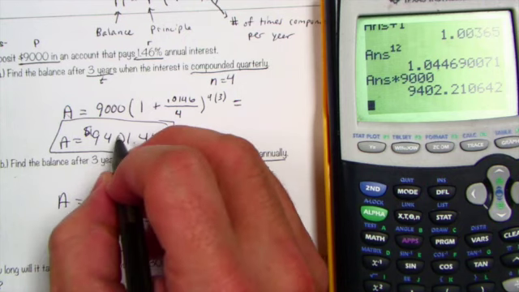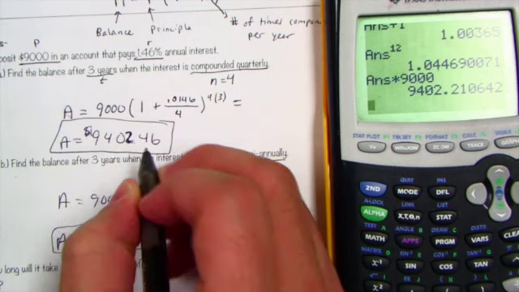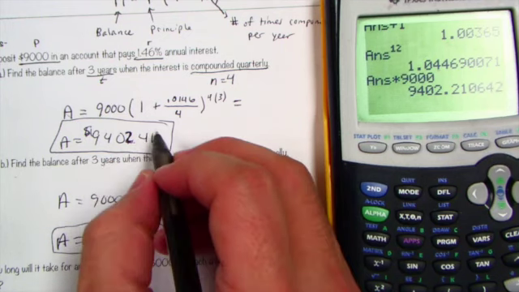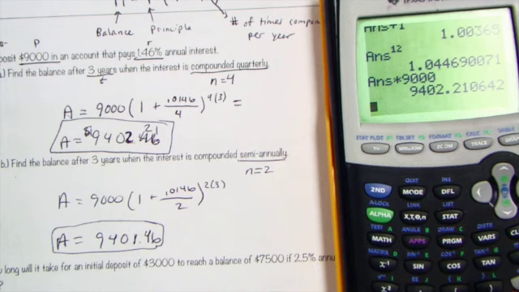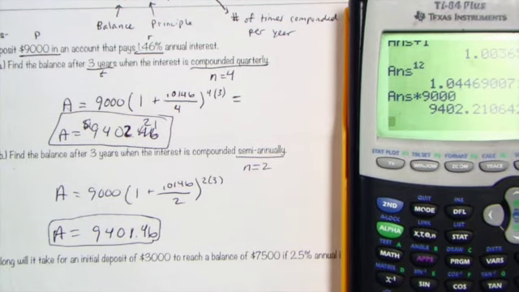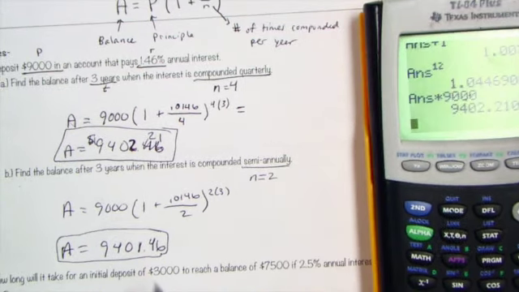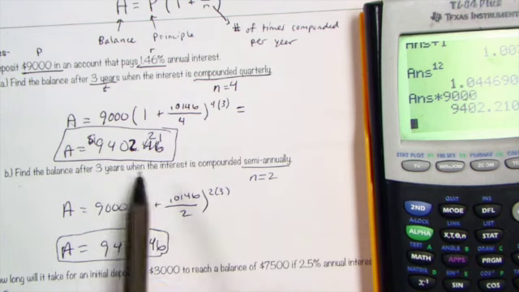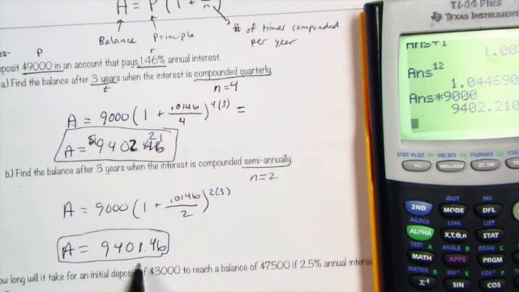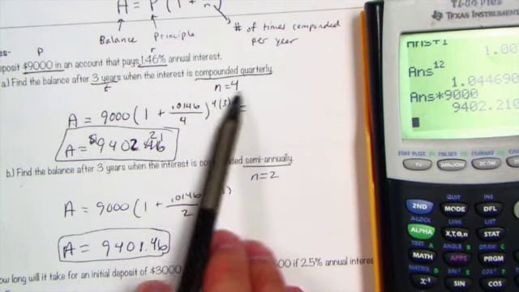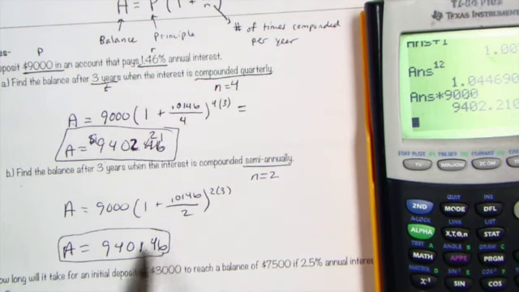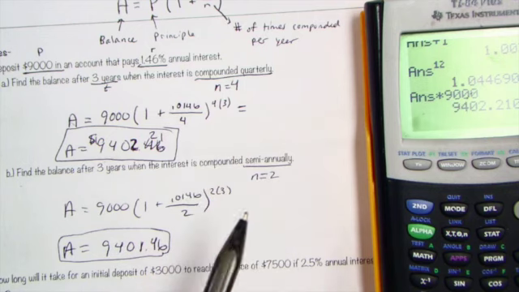This is 9402.21. I apologize for that mistake, but I was looking ahead and looking at the wrong problem. But you can notice how this one is a little bit higher than this one, and that's because it's compounded more often. The more often that you compound things, the more money you're going to have. So something to think about.